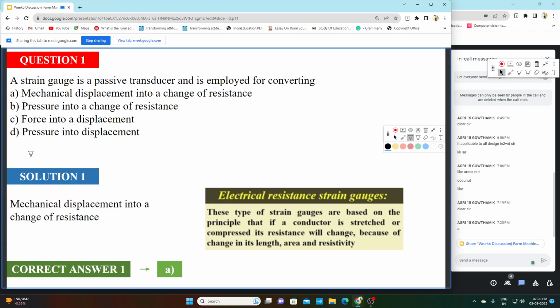Yes, your answer is right. It is A, that is mechanical displacement into change of resistance. Our electrical strain gauge, I have already told you the principle. It has a constant gauge factor. When there is mechanical displacement or change in strain, its resistance will change, and from the change in resistance, if we apply a transducer, we can get the change in voltage. This is the principle of the strain gauge, so option A is the correct answer.